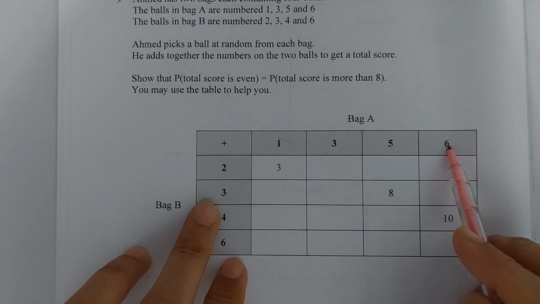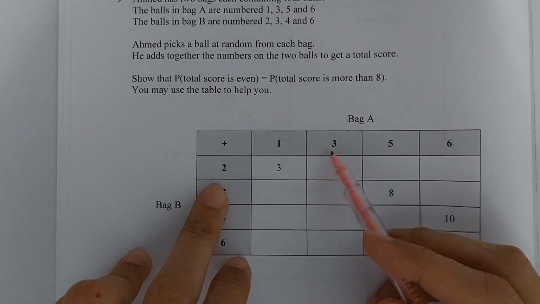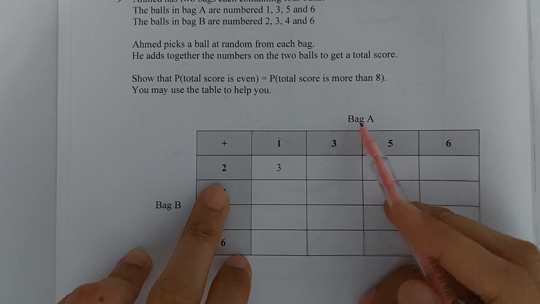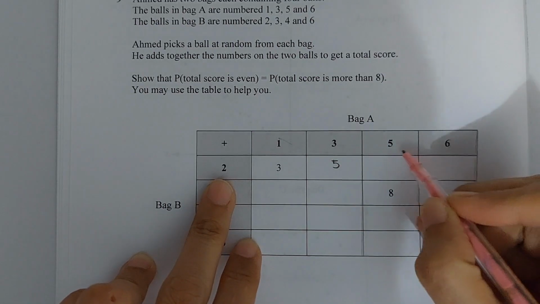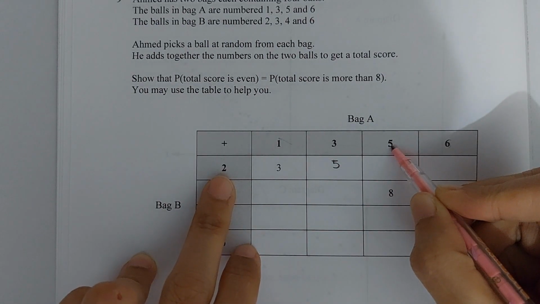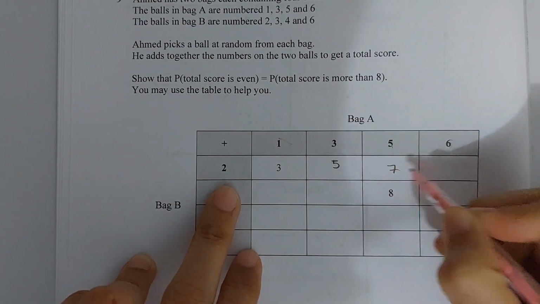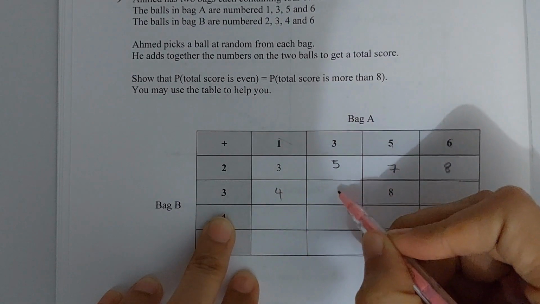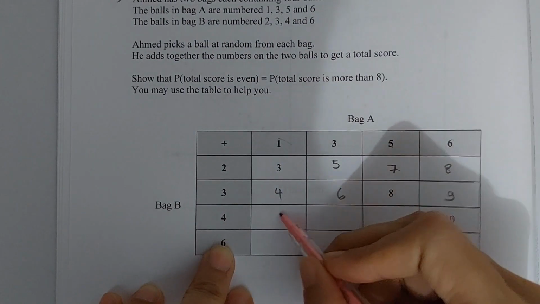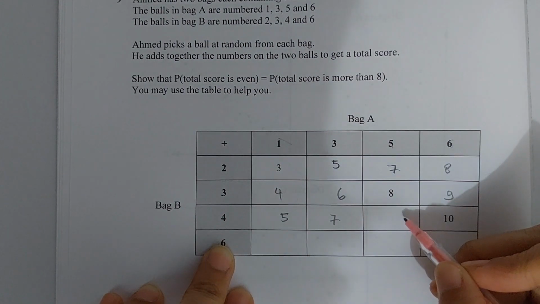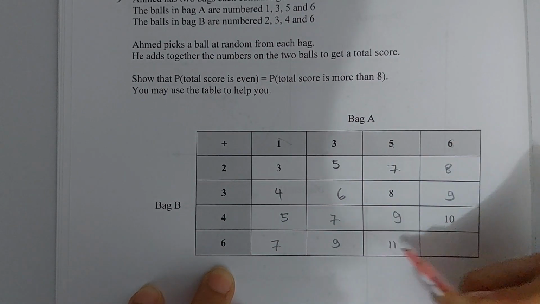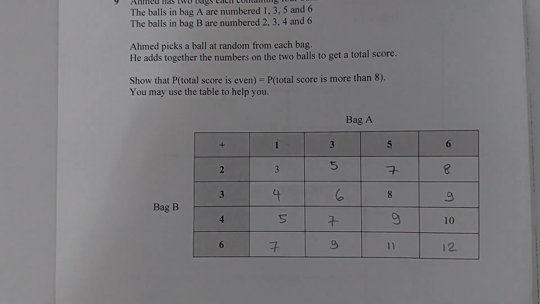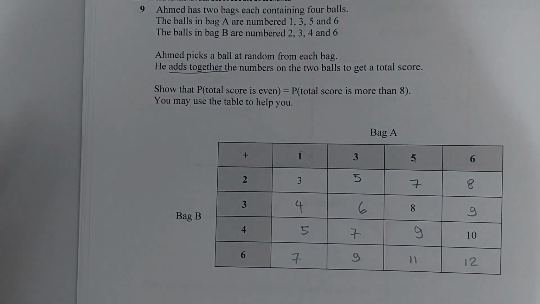So we add, yeah. This one is on bag A, this one is on bag B. So if, for example, Ahmad takes 3 from bag A and 2 from bag B, then the total will be 5. The same thing here, 5 on bag A, 2 in bag B, it means this one will be 7, and continue, you just do it: 4, 6, and this one is 9, this one 5, this one 7, 9, and then this one is 7, this one is 9, this one is 11, this one is 12. I hope that you get it, because in here it says that he adds together the numbers.